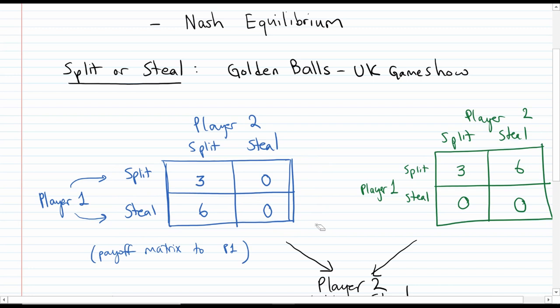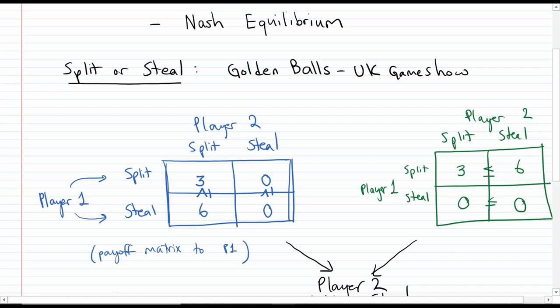Why is that? Well, all the entries in steal are bigger than or equal to the corresponding entries in the split row. And so for player one, they can only gain something and they can't lose anything by switching from split to steal. Similarly, for player two, all of their entries in the steal column are bigger than or equal to their entries in the split column. So again, there's no incentive for them not to just steal instead of split. In some cases, it gets them up from 3 to 6. In the other case, it just keeps them at 0.